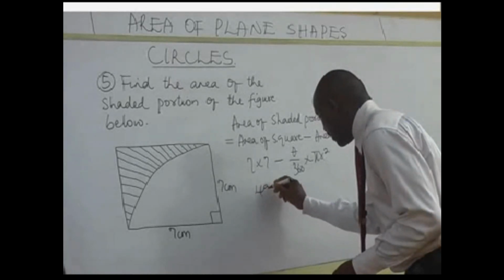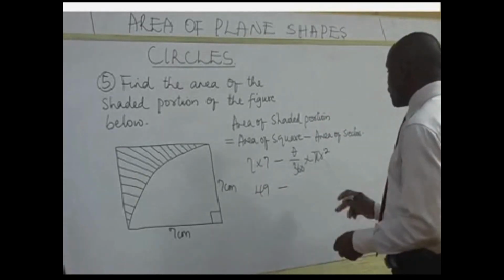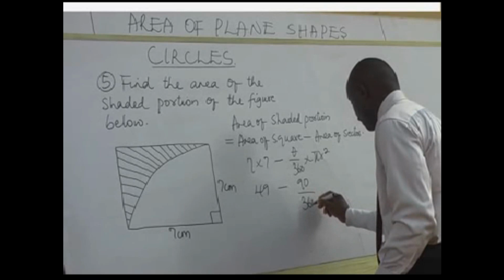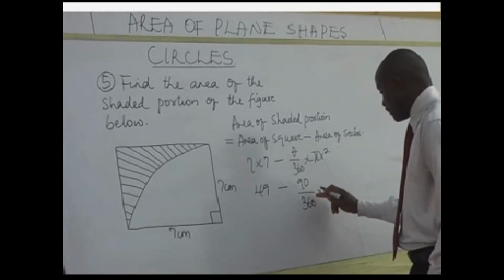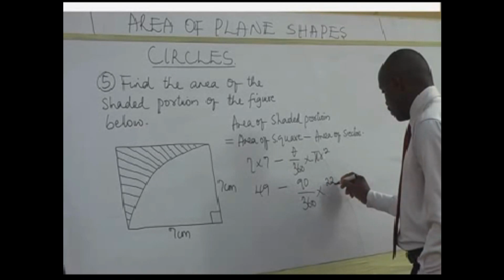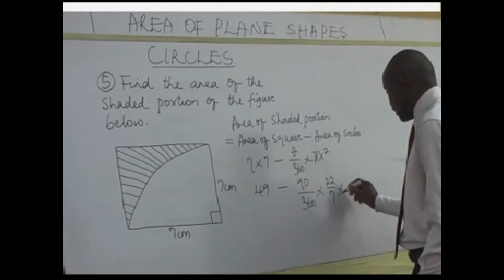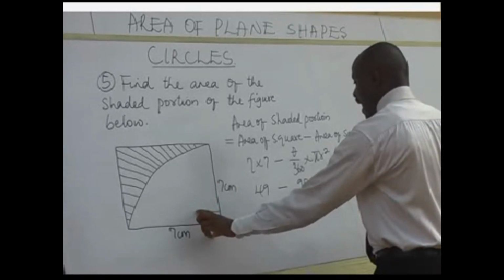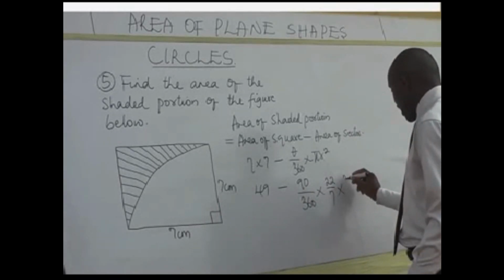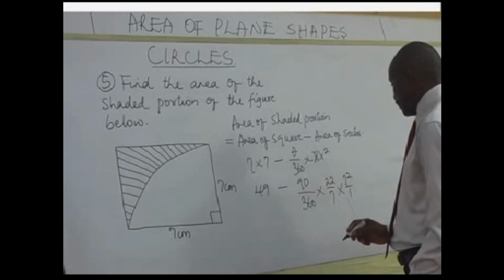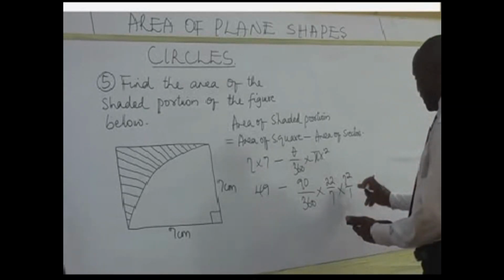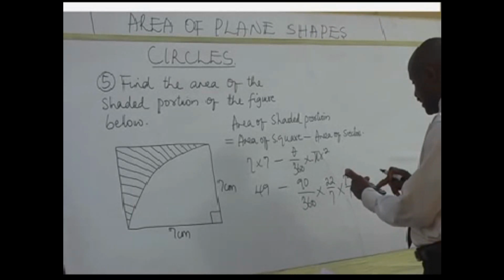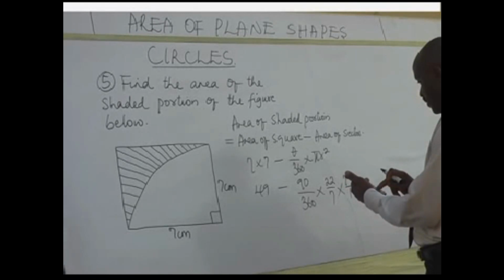So we have 49, that is 7 times 7, minus theta is 90 degrees. So we have 90 all over 360 times 22 all over 7, which is the value of pi. The circle of which this sector is part of has a radius of 7 cm. So we have 7 squared all over 1. Let's multiply. 7 times 7 is 49. So we have 49 times 22 times 90.